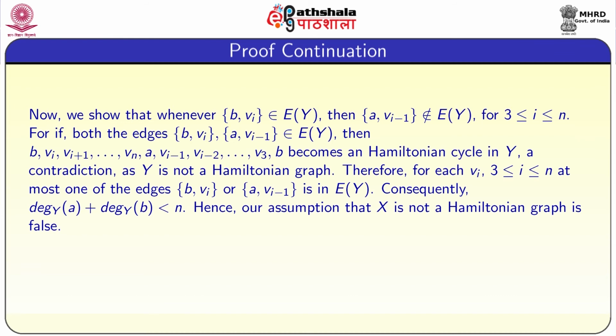Therefore, for each vi, 3 less than or equal to i less than or equal to n, at most one of the edges b vi or a vi minus 1 is in E of y. Consequently, degree of a in y plus degree of b in y is less than n. So, hence our assumption that x is not a Hamiltonian graph is false. So, x has to be a Hamiltonian graph.